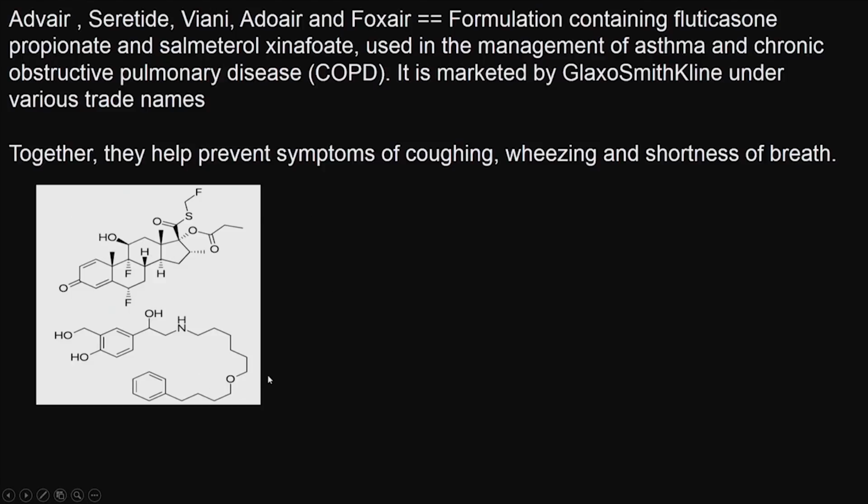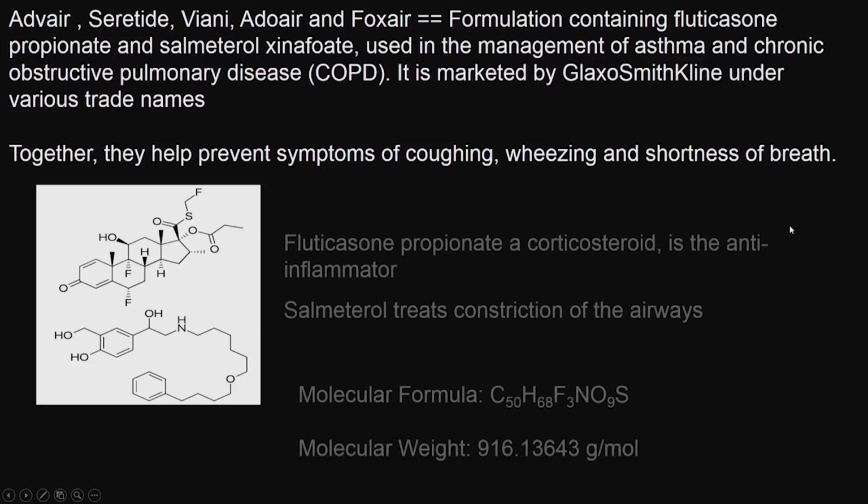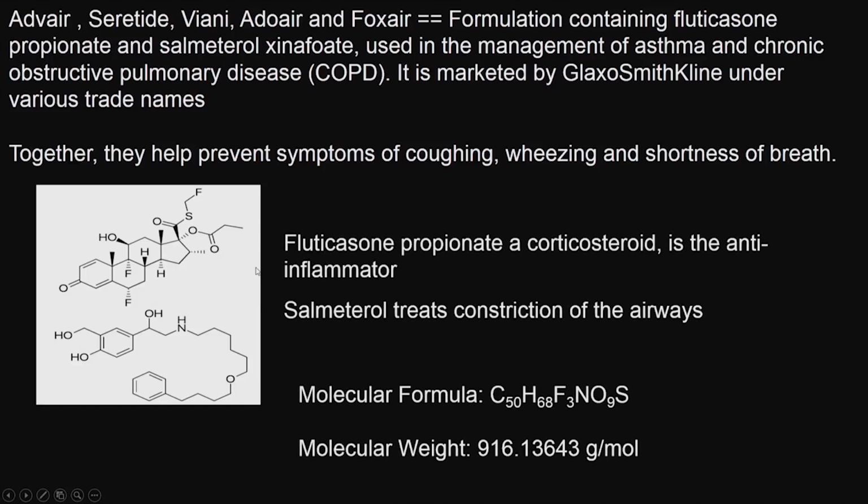This is a small molecule drug. This is a mixture of 3 drugs: Advair, Seretide, Viani. It is a formulation containing many different drugs, used in the management of asthma and chronic obstructive pulmonary disease. It contains an anti-inflammatory, and a drug which will dilate the pulmonary airways. They help prevent symptoms of coughing, wheezing, shortness of breath, and so on. It has low molecular weight, 916 grams per mole. It is basically for constriction of the airways, and for anti-inflammatory action.